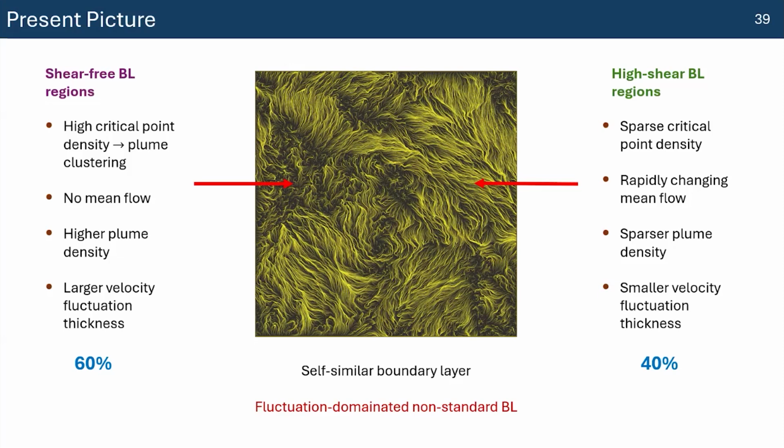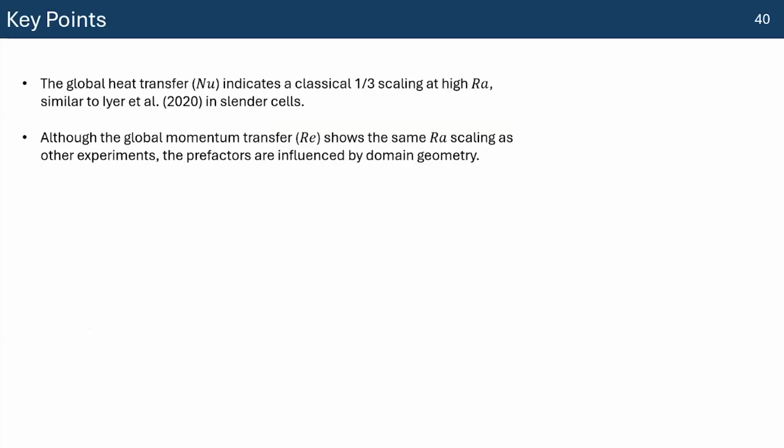boundary layer flow of RBC is organized into shear dominated and plume dominated regions. The plume dominated regions occupy roughly 60% of the plate, and shear dominated regions occupy roughly 40% of the area of the plate. All the critical points tend to cluster around the plume dominated regions. And the boundary layer thicknesses are different in these two regions too. And finally, we find that the classical 1/3 scaling holds for all the Rayleigh numbers up to 10^11 in our cases.